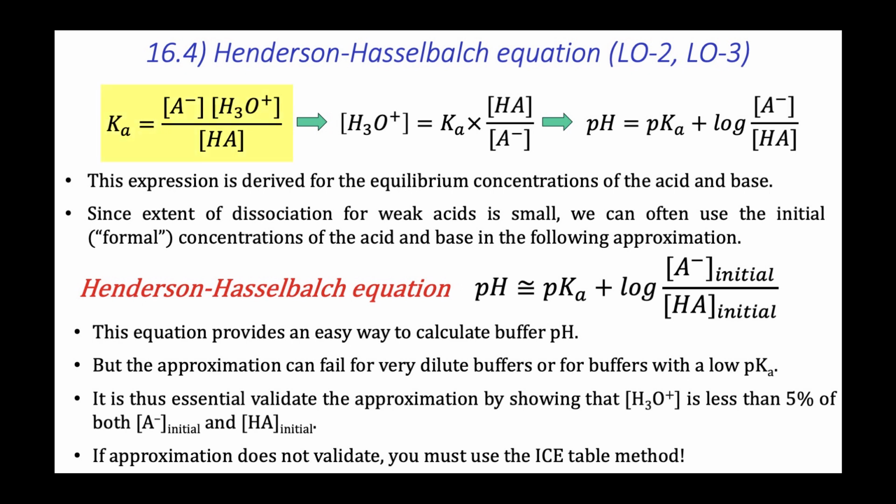Starting with the expression for the acidity constant, we can easily show that the pH equals the pKa plus the log of the concentration of the conjugate base divided by the concentration of the conjugate acid.